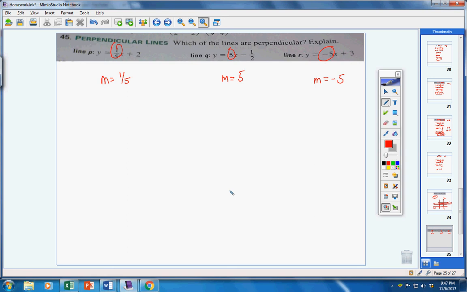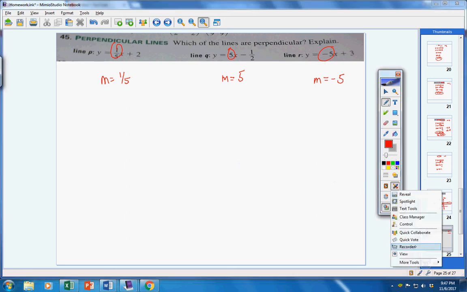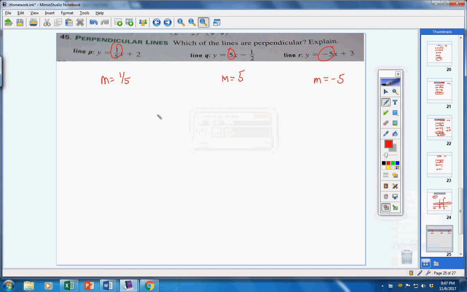So, let's compare each slope and see which lines are perpendicular. Now, this is 1/5. So, if there is a line perpendicular to this line, its slope would be what? Well, change the sign and flip it. Flip 1/5 to get 5 over 1, which is 5. Are any of these slopes -5? This one is. So this slope here and this slope here are opposite reciprocals. Thus, this line here and this line here are perpendicular.